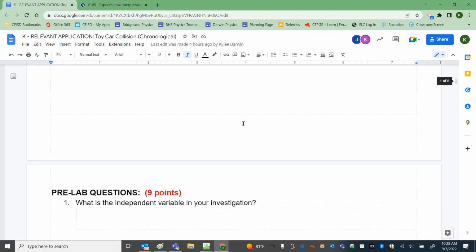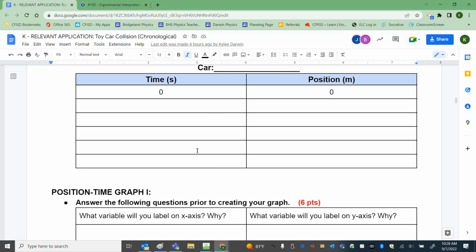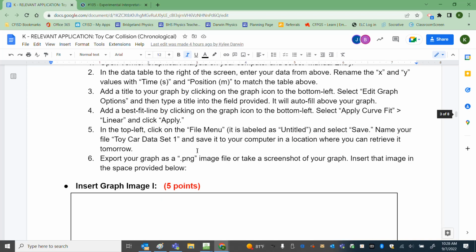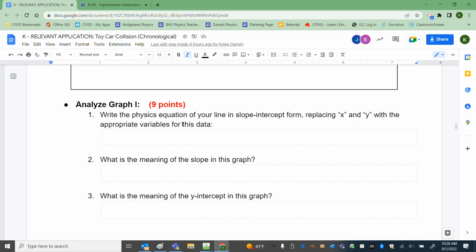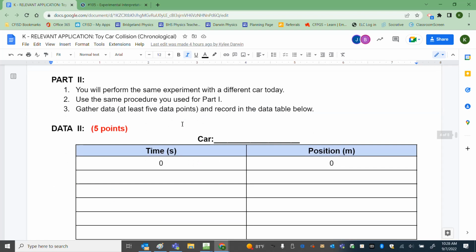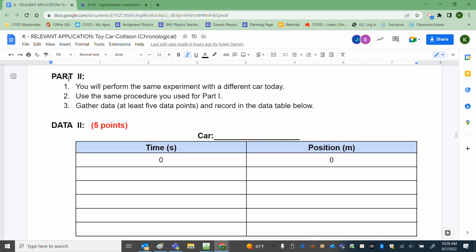Again, you did part 1 the other day, so you should have everything finished hopefully already all the way down here through the end of this, Analyze Graph 1. Hopefully you did that already. If not, you're a little bit behind, but you've got time today. Part 2, this is where you're starting today. You're going to perform the same experiment with a different car, use the same procedure, gather data, at least 5 data points, and record in the table.